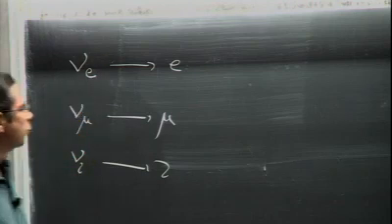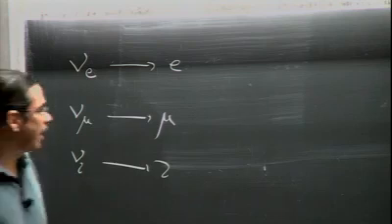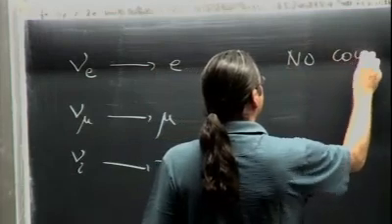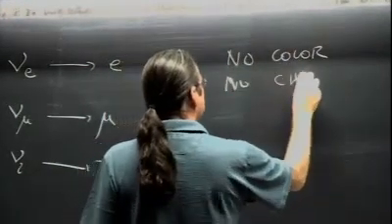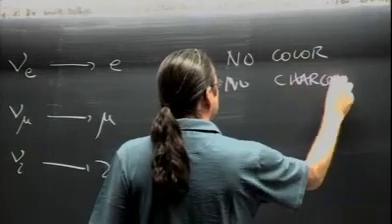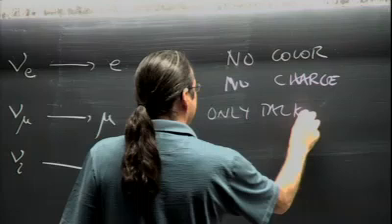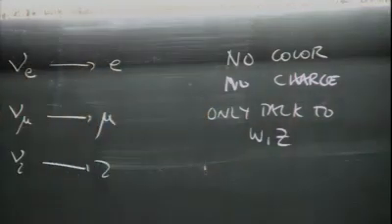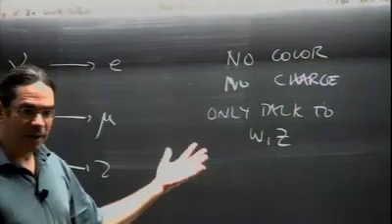And when it comes to neutrino properties, neutrinos are interesting particles in the standard model. They have no color. They don't have any charge. So they only talk to the W and the Z. So they only have weak interactions. That's what makes them very, very hard to study.